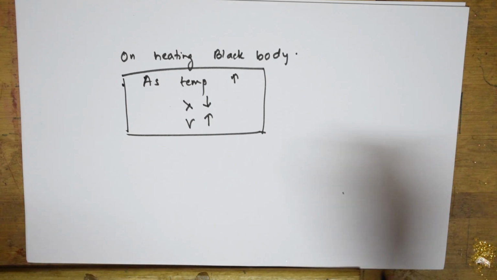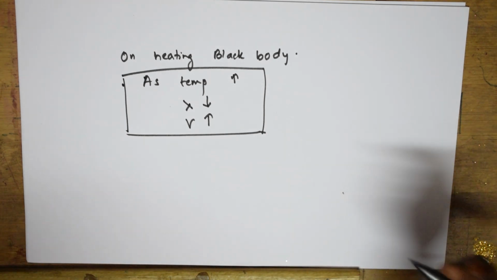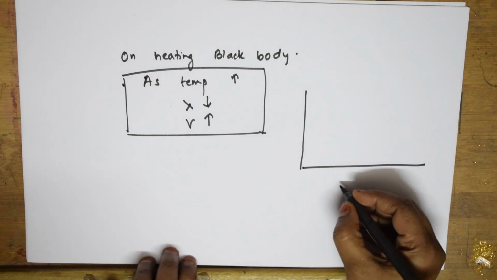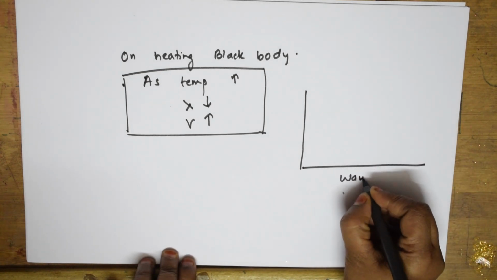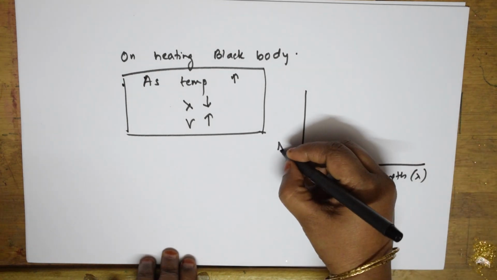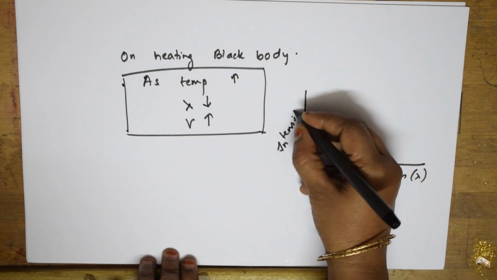How can I show this in a graph? Suppose I have to draw a graph of wavelength versus intensity. I am drawing this graph with wavelength, which is lambda, and I am taking intensity on the y-axis.